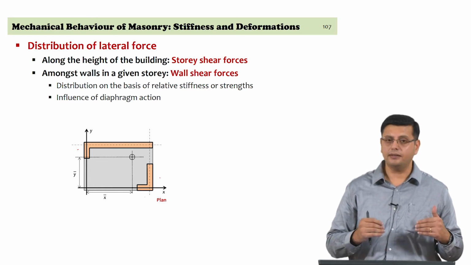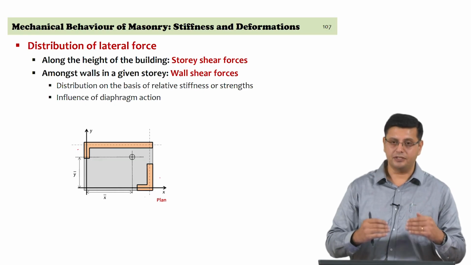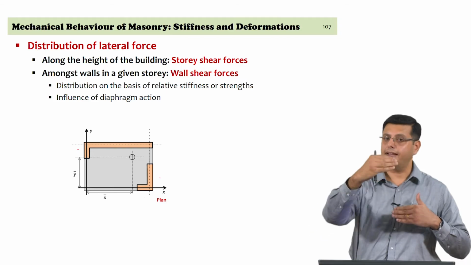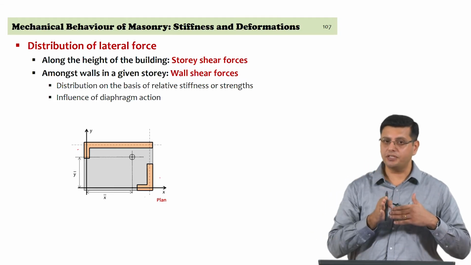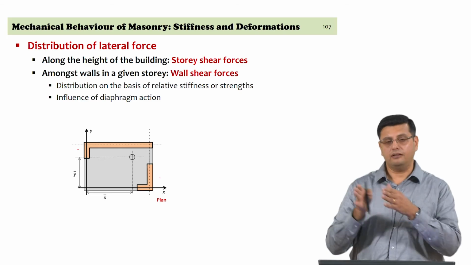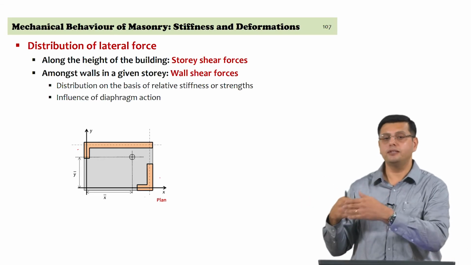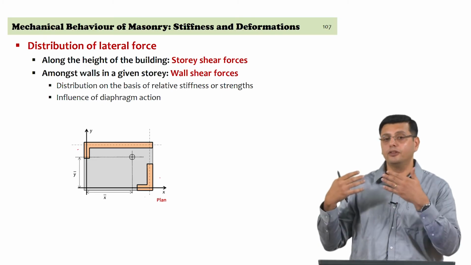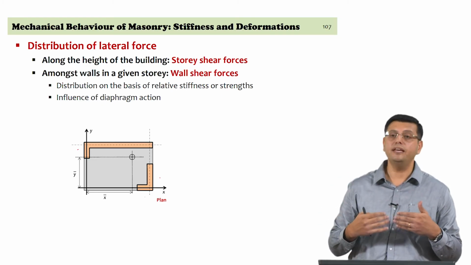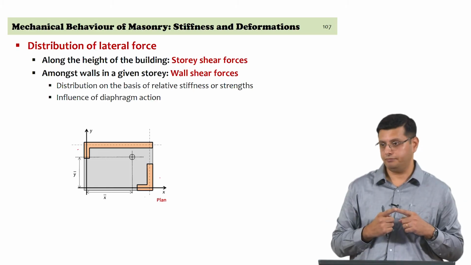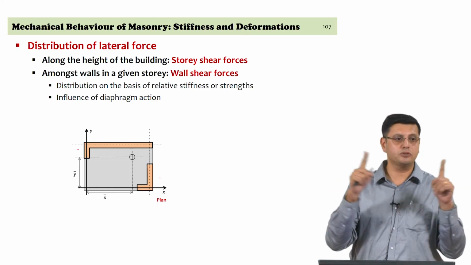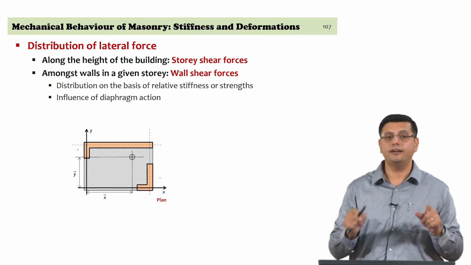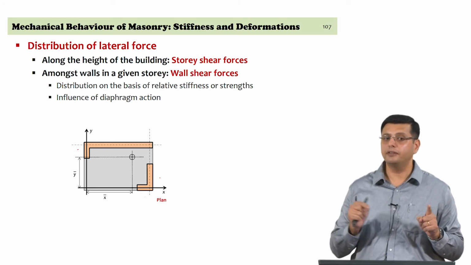Now, let us say you have completed this stage of distributing the base shear along the height of a structure and established your story shears. The story shears have now been distributed among the walls in a given story in a given direction. You have established your wall shears. The wall itself need not necessarily be one single component. You can have a blank wall, which is one single masonry panel. However, if you have openings, then it is not one single panel. You have different elements there.